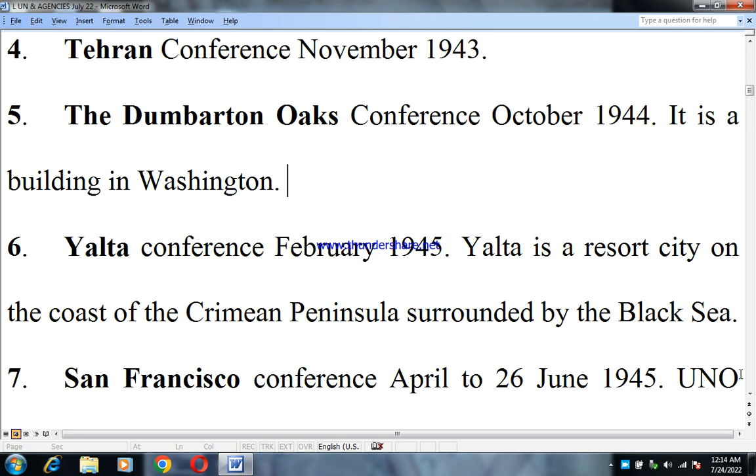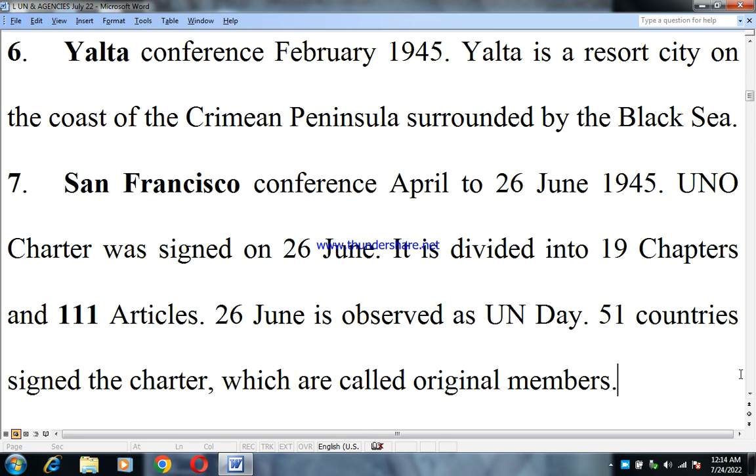Number 6, Yalta Conference in February 1945, and it is also asked, what is Yalta? Yalta is a resort city on the coast of Crimean Peninsula, surrounded by the Black Sea.